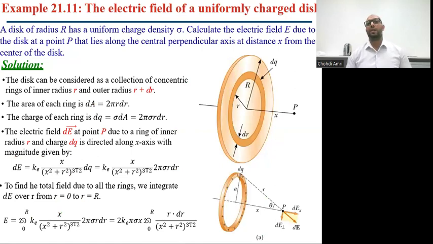Now, we will discuss the electric field produced by a uniformly charged disk. We are talking about a disk now. Now we will move from linear charge distribution to surface charge distribution. The example says a disk of radius r has uniform charge density sigma. Don't forget that sigma is Q divided by the area. Calculate the electric field E due to the disk at a point P that lies along the central perpendicular axis at a distance x from the center of the disk.